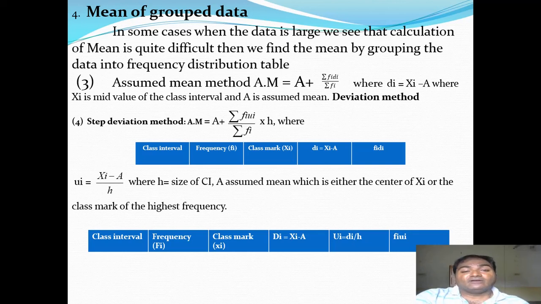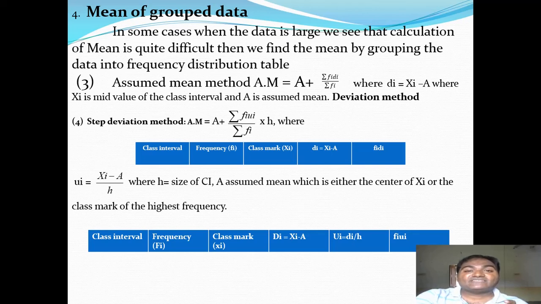For this grouped data, the formula is given by a plus summation fi di by summation fi, where di is taken as xi minus a. This di is called the deviation method, where a is called the assumed mean. A plus summation fi di by summation fi, di is xi minus a, where xi is the mid value of the class interval and a is the assumed mean.